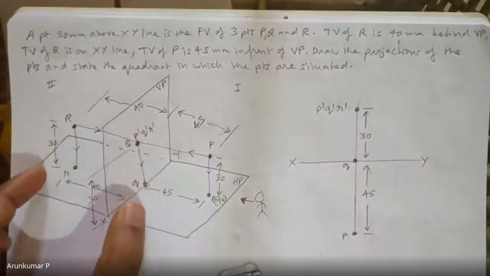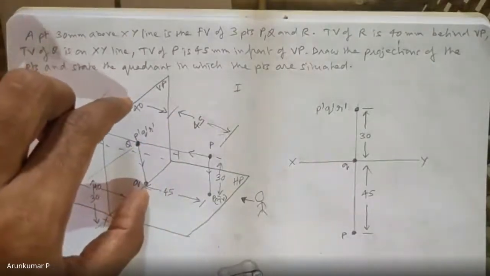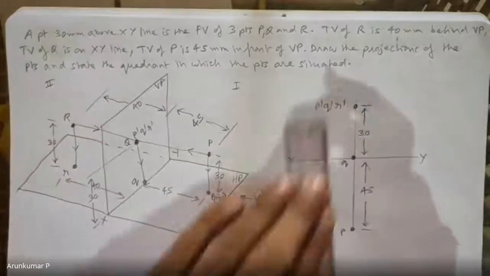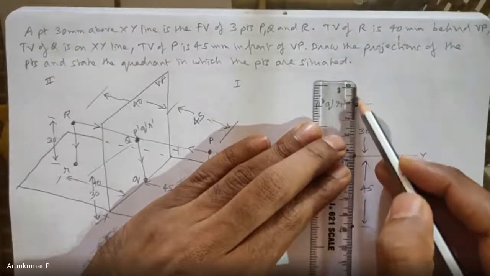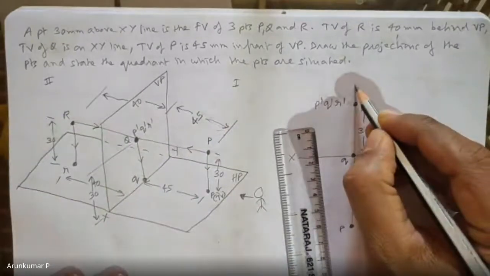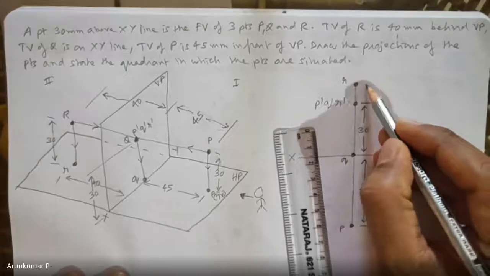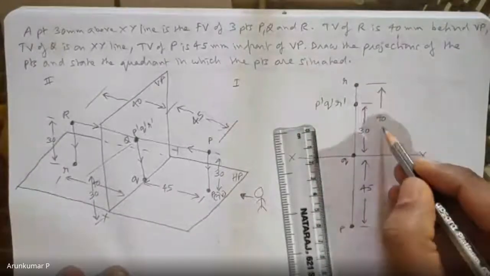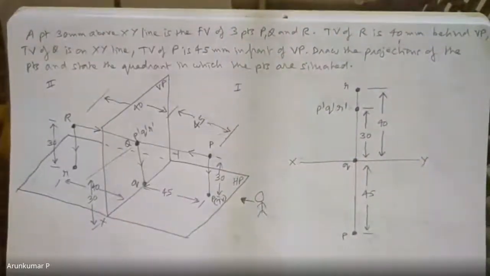So when HP rotates and comes and joins, what happens to this 40 line? It will be above. So you have to extend this by another 10, say till here. Mark a point. This point is small r, the top view, and this is at a distance of 40 from the XY line. This is your solution.